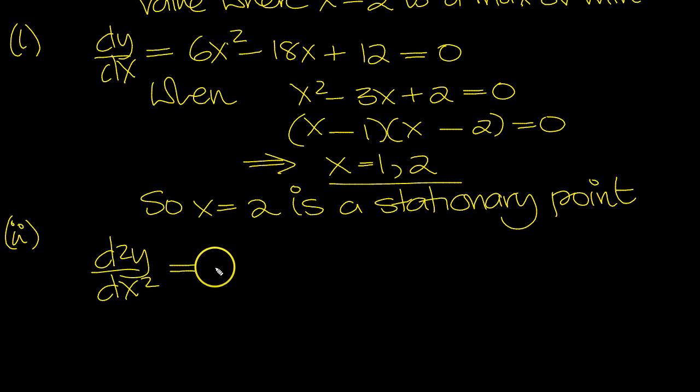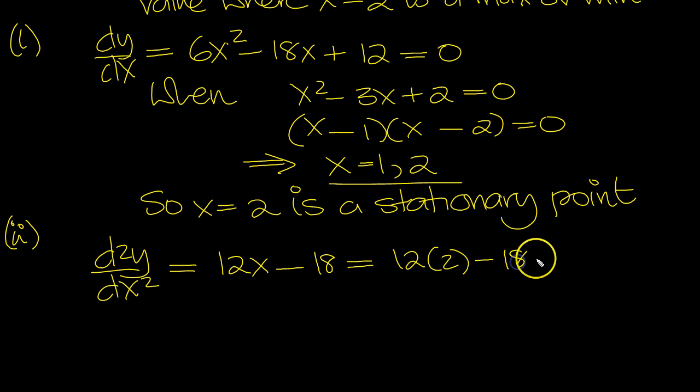So 2 comes down, power rule, 12x to the 1 less, which is power 1, minus, x goes to 1 and there's minus 18 lots of 1, and the constant goes to 0. So that's equal to that, which equals, when x is 2 then, 12 times 2 minus 18. 24 minus 18 is 6 when x equals 2.